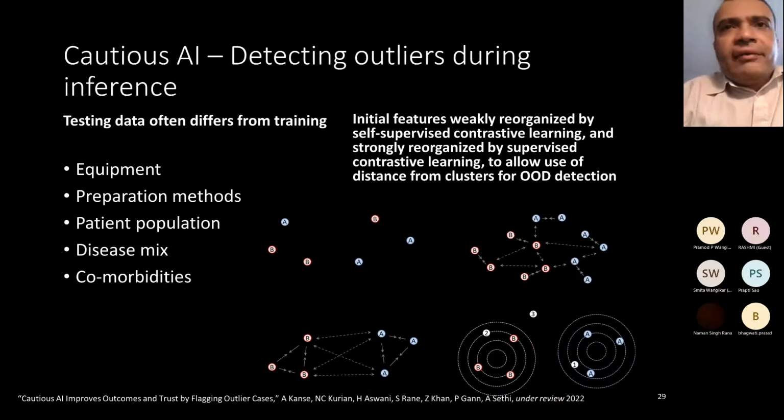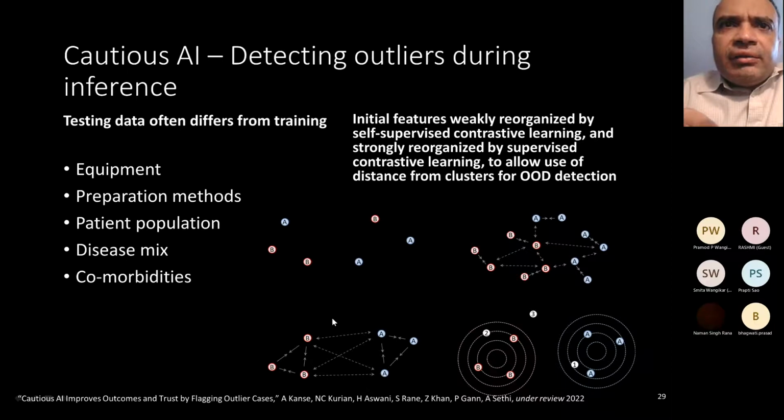Another reason you can have an outlier is, let's say the model was trained on MRI data from GE, but now accidentally the clinic is using Philips and they are using the model, then it should say that the image characteristics look different and my model decision should not be trusted. So we are developing techniques for that.